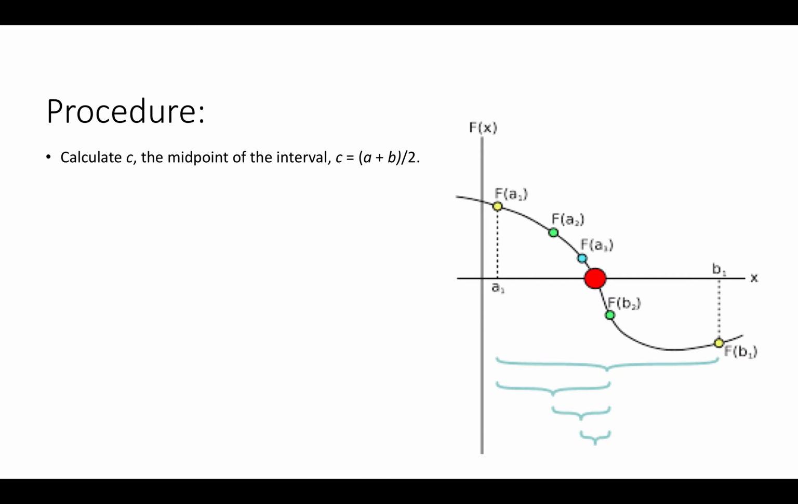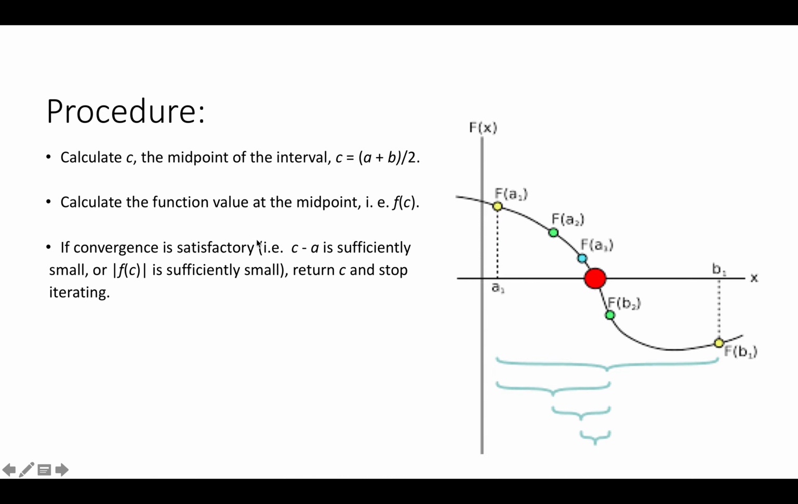So next is the procedure of finding the root using this method. The same figure I have repeated. So first calculate C. What is C? C is the midpoint of the interval, that is (a plus b) by 2. So you have to calculate C, the middle point, then calculate the function value at the middle point, that is f at the point C, f of C.